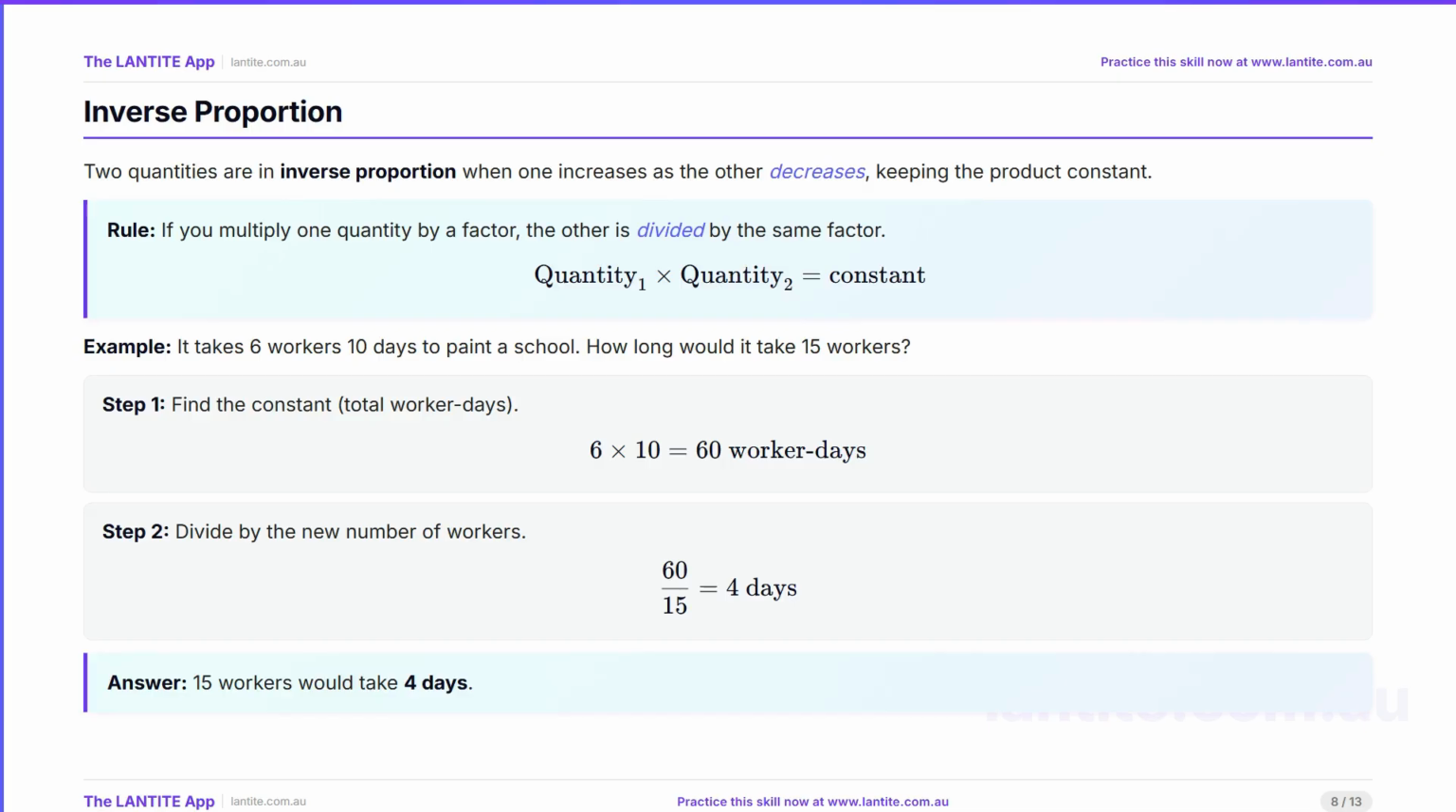Inverse proportion is the opposite of direct proportion. As one quantity goes up, the other goes down. The key is that the product of the two quantities stays constant. 6 workers take 10 days to paint a school. The total work is 6 times 10, which equals 60 worker days. If you have 15 workers, divide 60 by 15 to get 4 days. More workers means fewer days. On the LANTITE, look for clues like workers and time, or speed and time for a fixed distance.